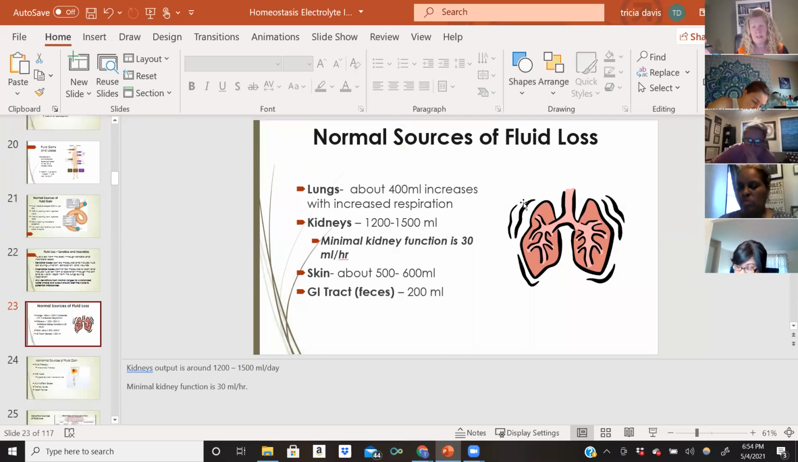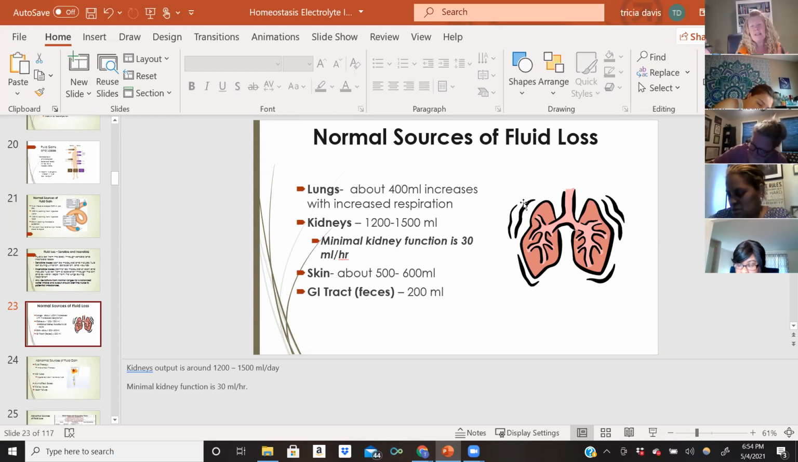So normal sources of fluid loss, it's going to be your lungs, approximately 400 mLs, with increased respirations. When we talk about increased respirations, these are people who are having some kind of respiratory issue and they're breathing faster than that 12 to 20, which is normal, right? So your pneumonia patients, COPD patients, people that are having respiratory issues.